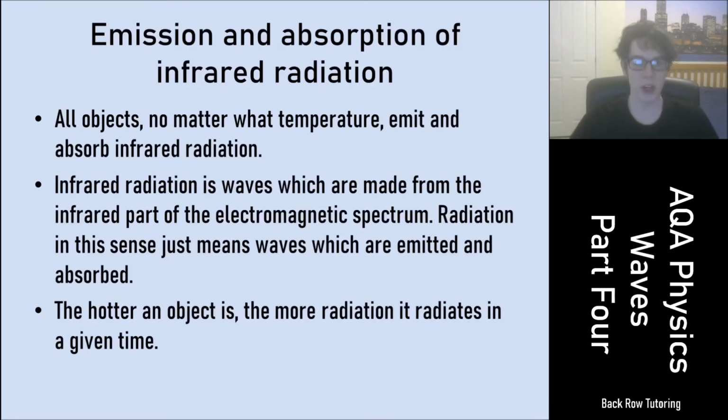Okay, next we're going to have a look at emission and absorption of infrared radiation. All objects, no matter what temperature, emit and absorb infrared radiation. Infrared radiation is waves which are made from the infrared part of the electromagnetic spectrum. Radiation in this sense just means waves which are emitted and absorbed. The hotter an object is, the more radiation it radiates in a given time.